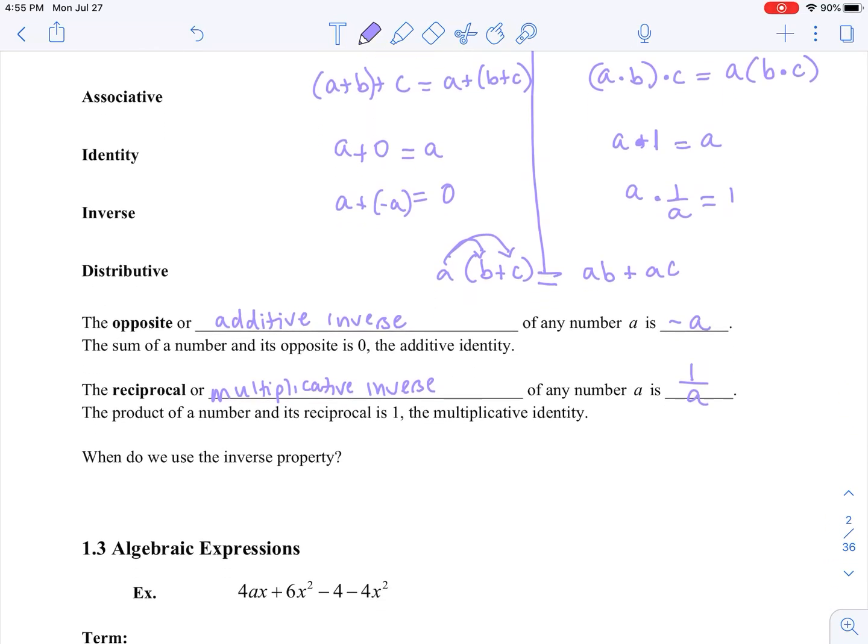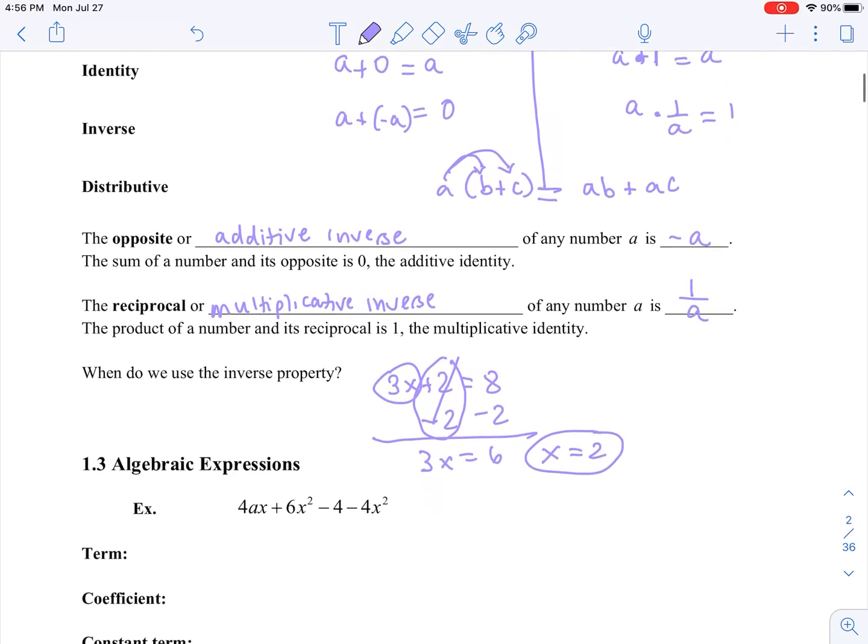And when would we use a property? Well, as we move into expressions and equations, when we're solving an equation, we would apply the additive inverse so that we can isolate 3x. You might not think of it in such formal terms, but to undo the positive 2 and isolate 3x, we would subtract 2. And so we're adding the additive inverse, or the opposite, so that they undo each other. And we get 3x equals 6, or in other words, x equals 2 as a solution.